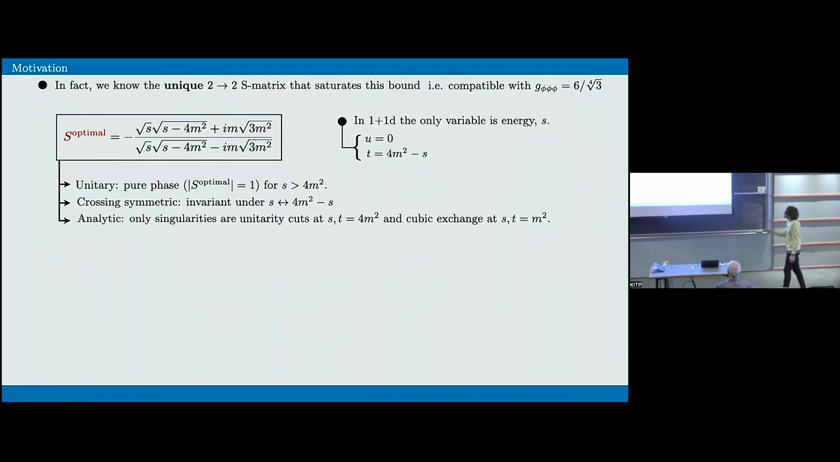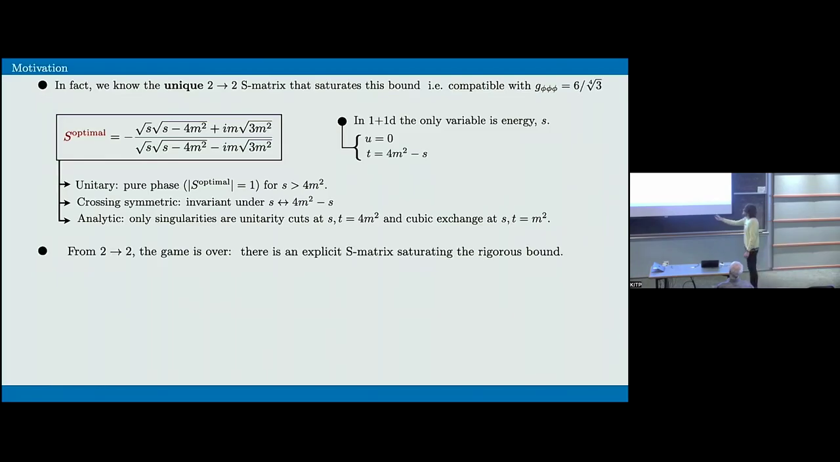And it's analytic in the sense that the only singularities are the unitarity cuts, which are given by the square roots, and the cubic exchange at S and T equals m squared, which are given by the poles of this rational factor. So you see, this object satisfies all you could ask of a 2 to 2 S matrix, and it realizes the coupling for which there are rigorous bounds that there cannot be anything bigger than that. So from 2 to 2, the game is over. There's an explicit S matrix saturating the bounds.